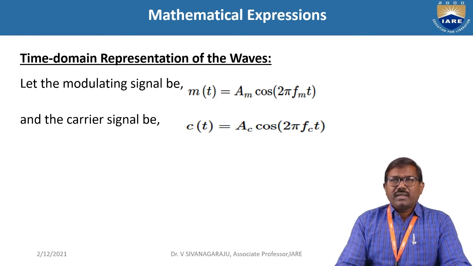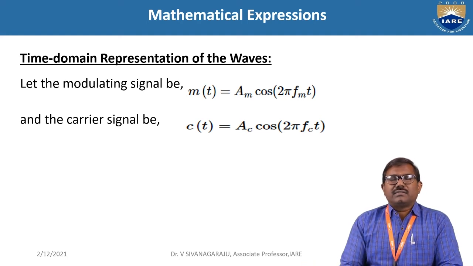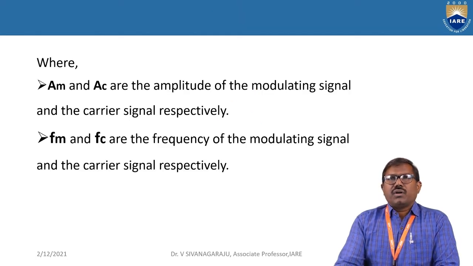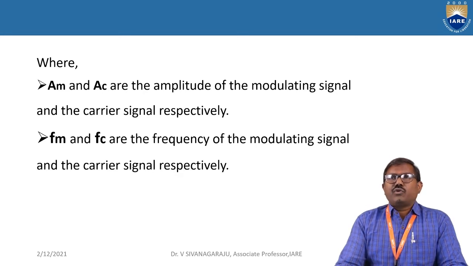And the carrier. For the modulation process, we require two signals. One is the modulating signal and another one is the carrier signal. The carrier signal is c of t, which is equal to Ac cos 2 pi fc t. Here all are sinusoidal signals. This is an analog signal, so we use cosine functions. Am and Ac are the amplitude of the modulating and the carrier signal respectively. fm and fc are the frequency of the modulating signal and the carrier signal respectively.